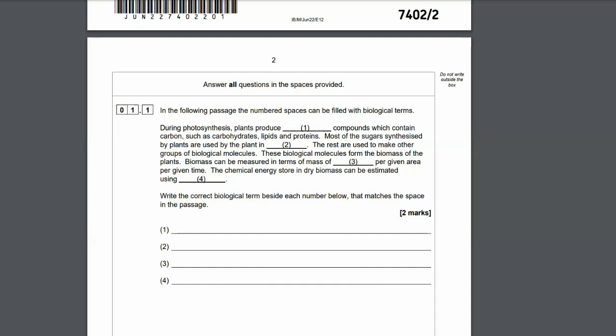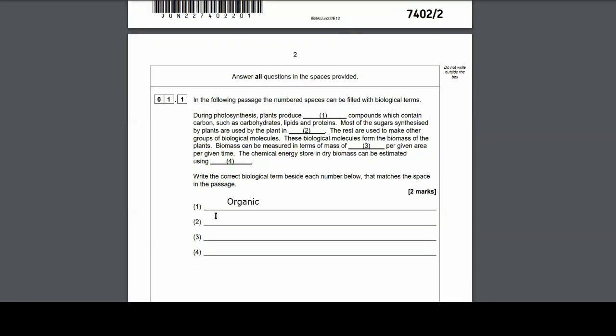Okay, so this is worth 2 marks, so presumably you need to get 2 right for 1 mark. The first space that should be filled in is: during photosynthesis, plants produce compounds which contain carbon, carbohydrates, lipids and proteins. Now we call these molecules organic molecules. So the first answer is organic. Now the second answer: most of the sugars synthesized by plants are used by the plant in, and that'll be respiration. Plants use glucose in lots of different ways, to make chlorophyll, to make starch, to make lipids, but mainly glucose is used for respiration.